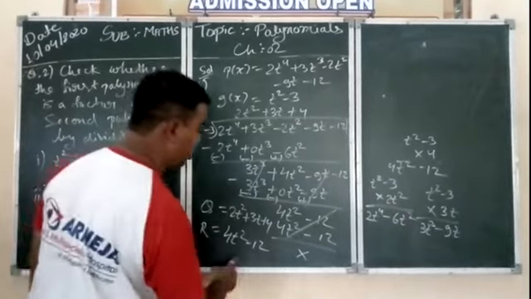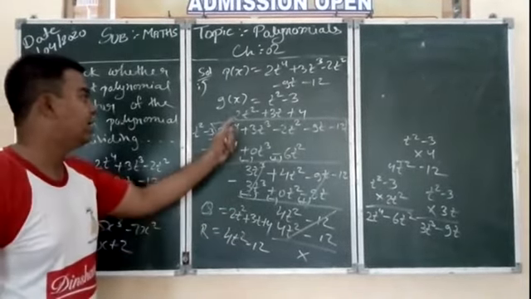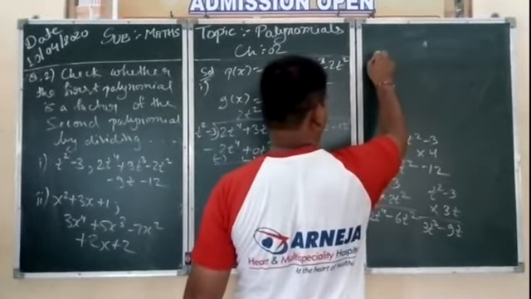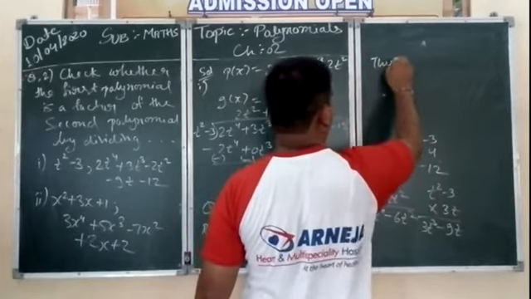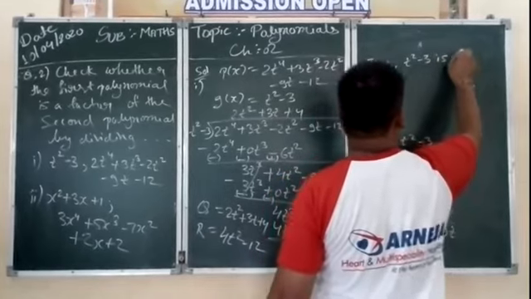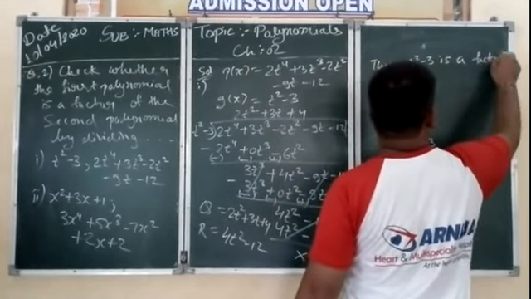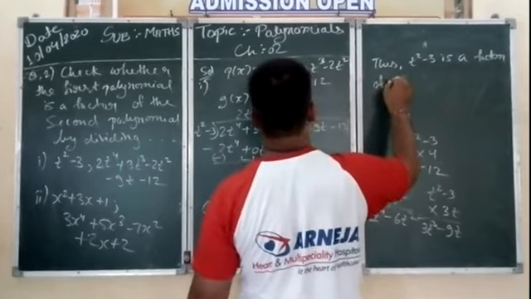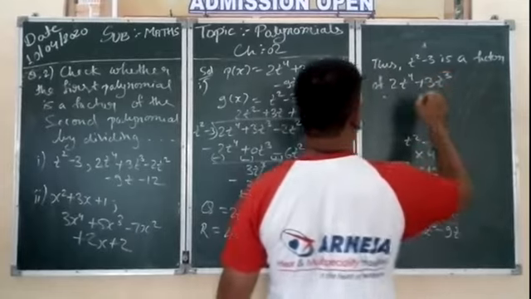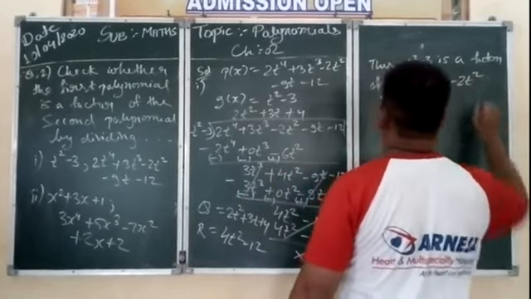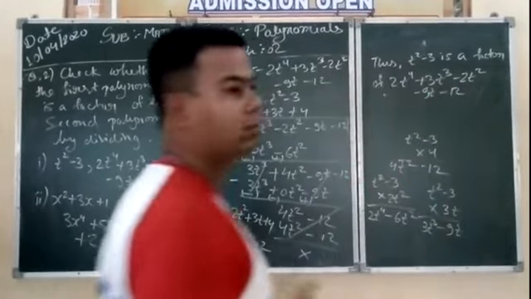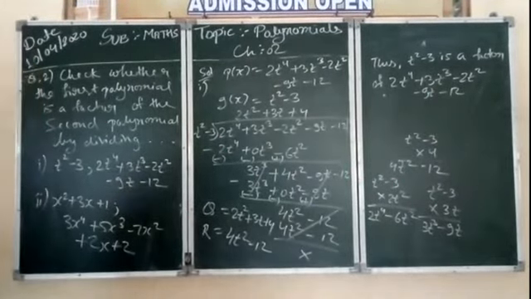So the remainder is 0. That means the first polynomial is a factor. Thus, t square minus 3 is a factor of 2t raised to the power 4 plus 3t cube minus 2t square minus 9t minus 12. Okay?